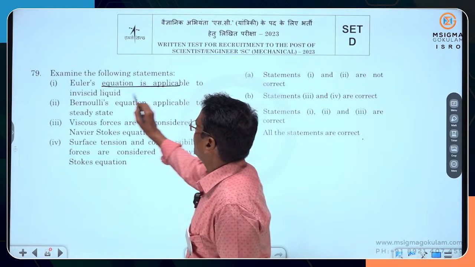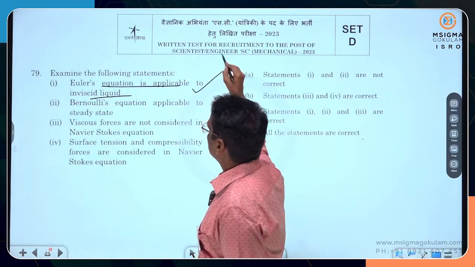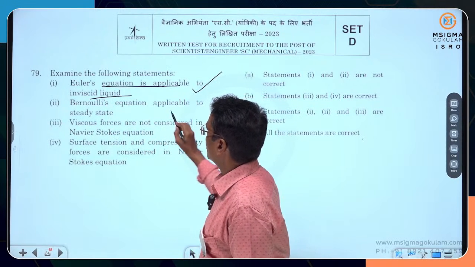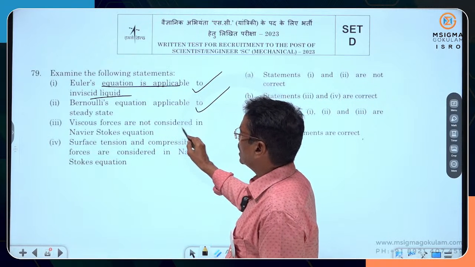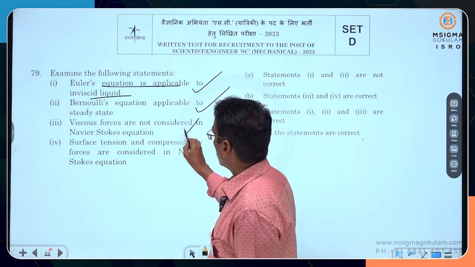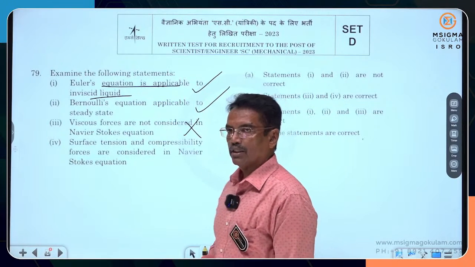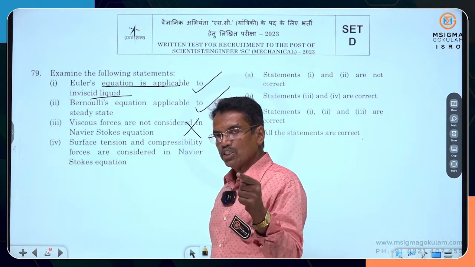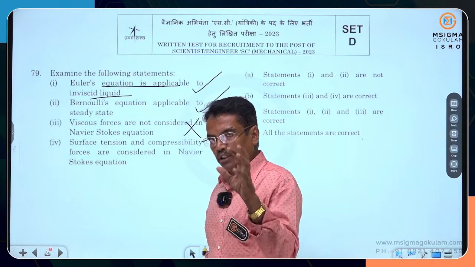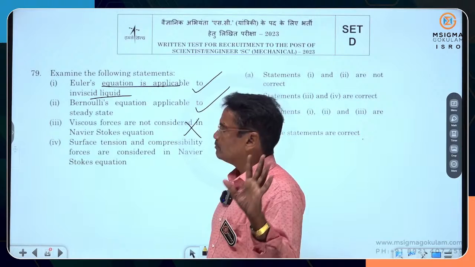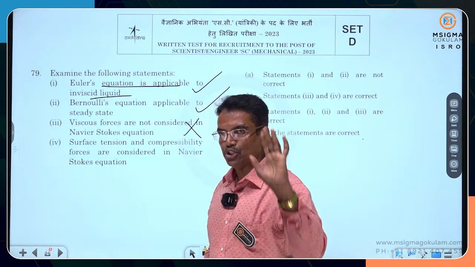Euler's equation is applicable to inviscid liquid, correct. Bernoulli's equation is applicable to steady state, correct. Viscous forces are not considered in the Navier-Stokes, this is wrong. It is considered. The main difference between Euler's equation of motion and the Navier-Stokes equation of motion is that in Euler's equation of motion, the viscosity of the fluid is 0.